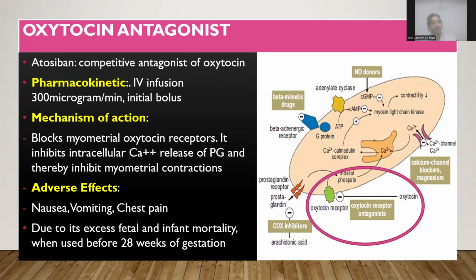Now the next category of drug, oxytocin antagonists. These drugs are widely used in European countries. The example is a single drug, atosiban. It is given by IV infusion. And what is the mechanism of action? They directly antagonize the oxytocin receptor. Adverse effects: nausea, vomiting, may cause chest pain.